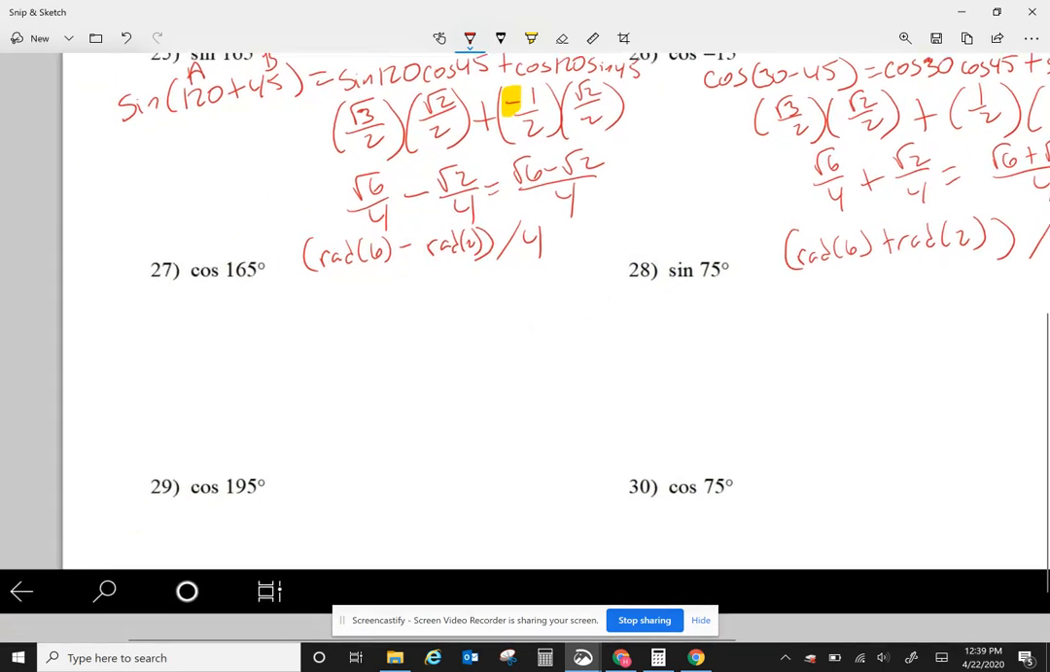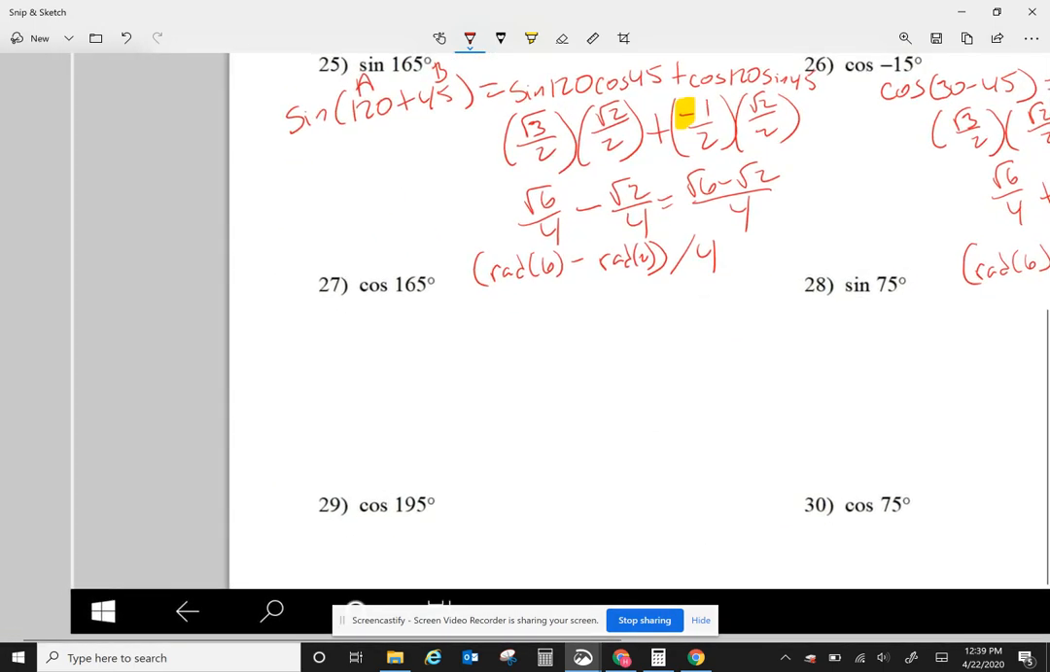Let's take a look at number 27. Thinking two numbers that are added or subtracted equals 165, I'm going to do cosine of 120 plus 45. Because I'm going to use cosine of A plus B, according to the formula, we have cosine of 120 times cosine of 45 minus sine of 120 times sine of 45.